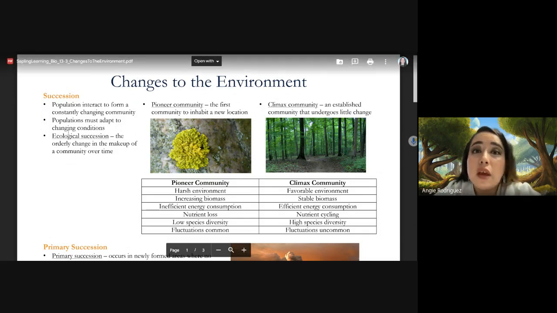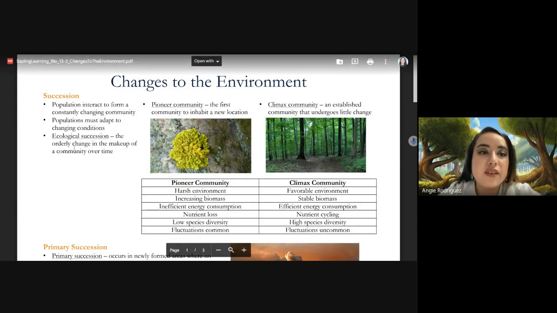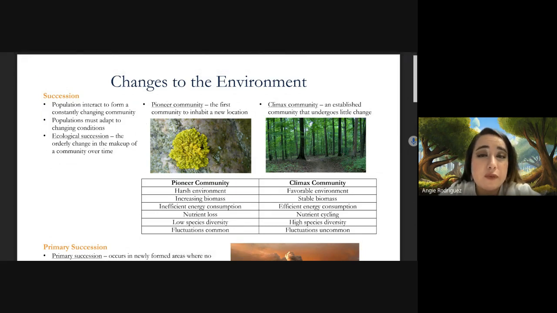So with that said, populations in those communities need to adapt in order to survive those changing conditions. So remember also that succession, guys, it tells you here, is an orderly change in the makeup of a community over time. So we have some vocabulary words that we need to cover before we cover succession.